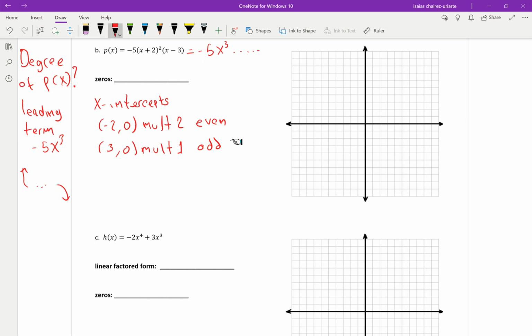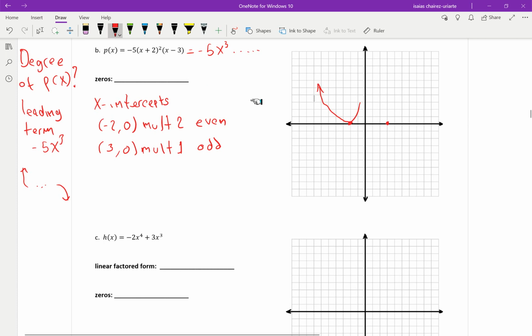So that's negative 2, 0. The other one is 3, 0. Since this left x-intercept has even multiplicity, that means that my graph just touches the x-axis, bounces off, and does not cross. So it just bounces off of the x-axis at negative 2. Okay, so let's try to see that. So something like that.